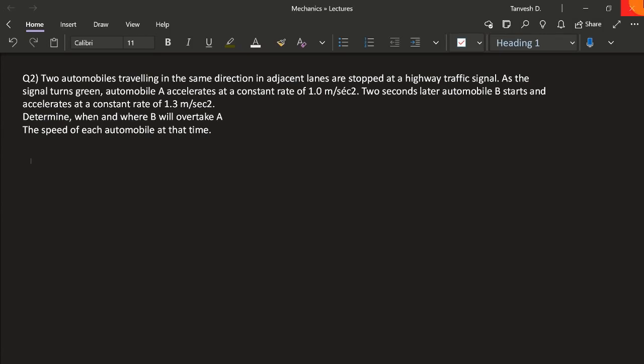So this is the continuation of my previous lecture, and we'll be solving some more numericals on kinematics topic. So let us start with the first numerical.